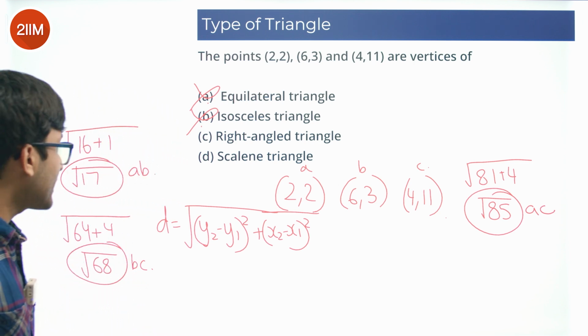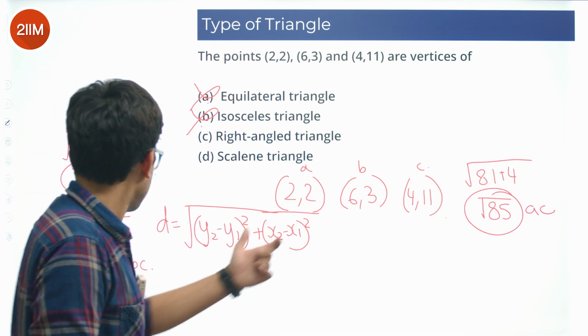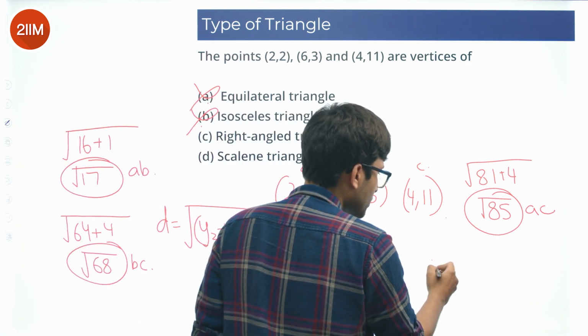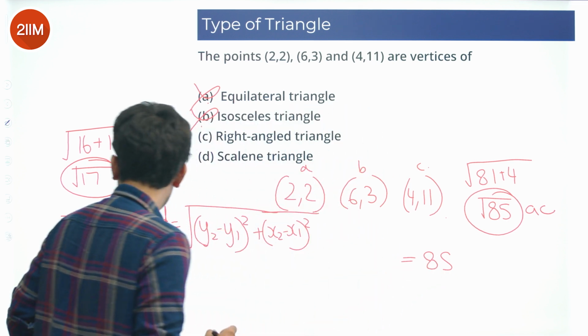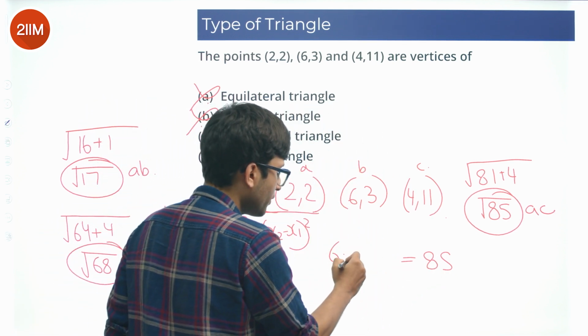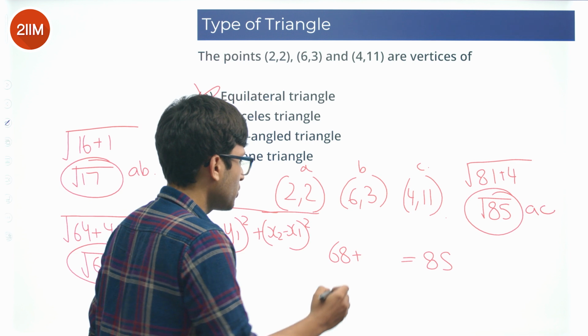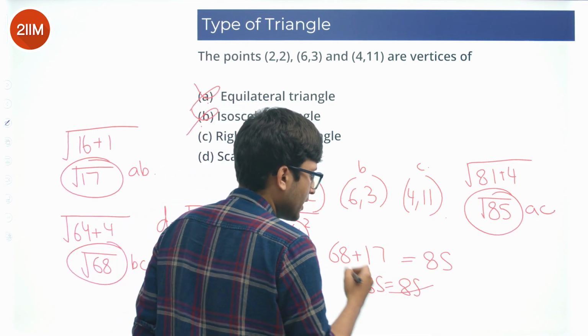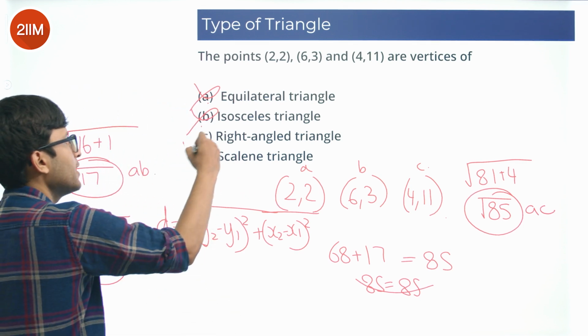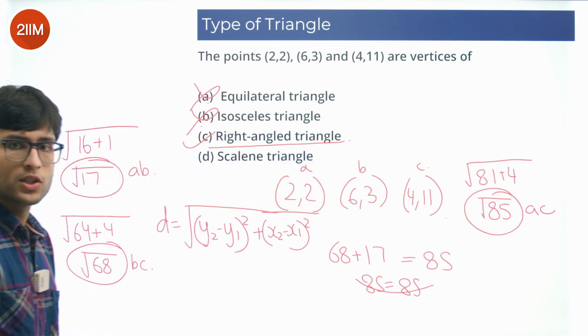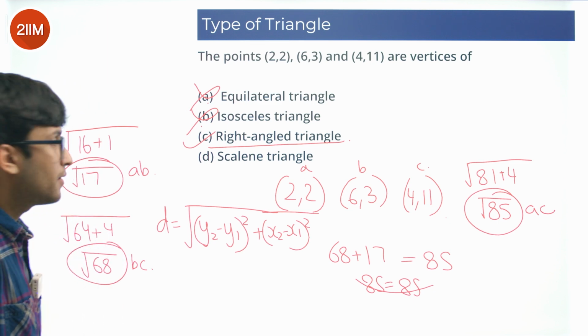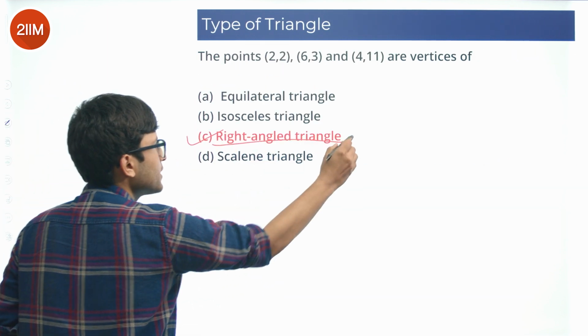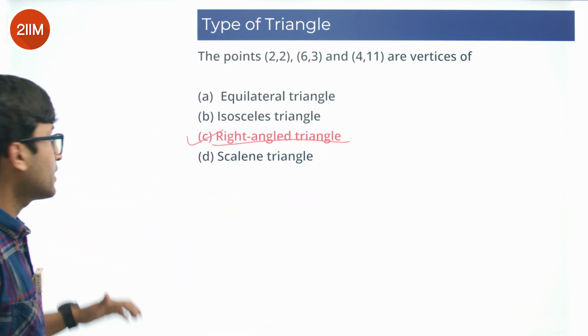Okay, so let us use Pythagoras theorem. 85 is the biggest number. So 85 square should be equal to 68 square plus 17 square. And yeah, 85 is equal to 85 we are getting. So this is right. So my answer is right angle triangle. For this question, the answer is right angle triangle. Perfect. We got our answer right. Right angle triangle will be my answer.